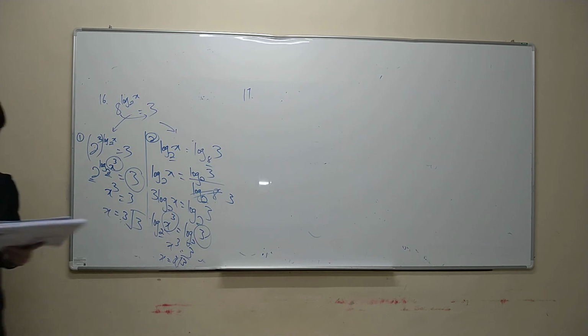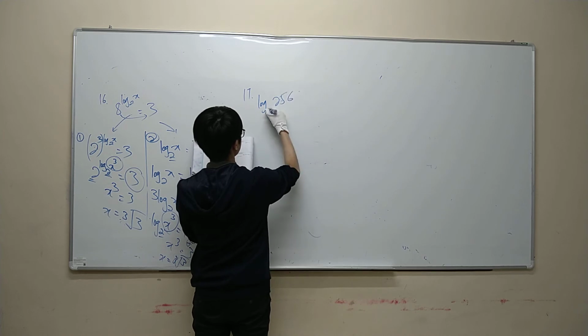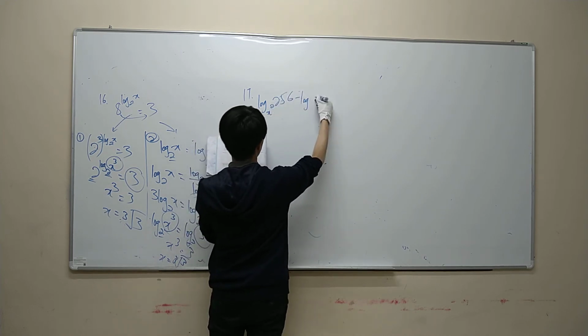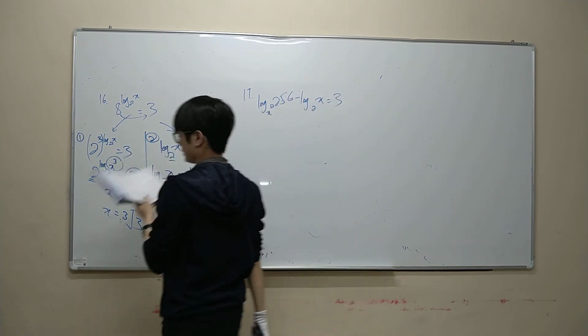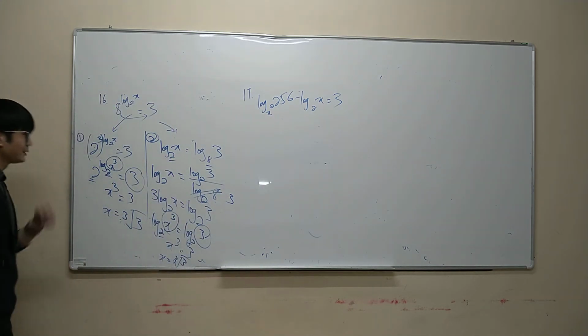Number 17 is also log. Right? Log 256 base x squared minus log x base 2 equals 3. Right? So how to do this question?